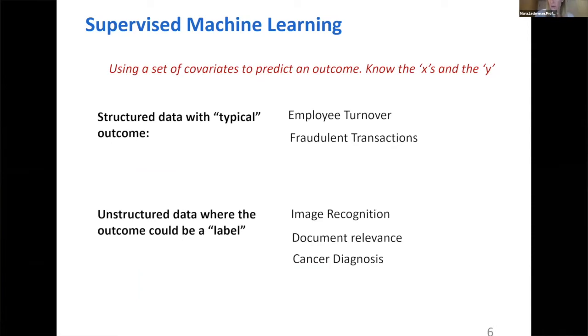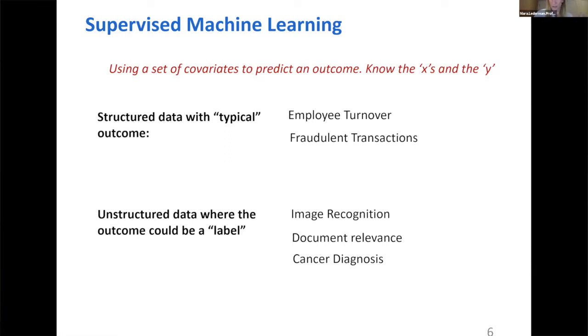Supervised machine learning feels a little bit more like the type of analysis we're used to as economists. We're using a set of covariates to predict an outcome. We know the X's and we know the Y in some training data. We want to find the function that maps from X's to Y so that we can then predict Y in some other setting. And we can think about applying this to structured data with the type of outcome variables we might be used to working with, like employee turnover, where we just might measure, did an employee leave after X months or X years?